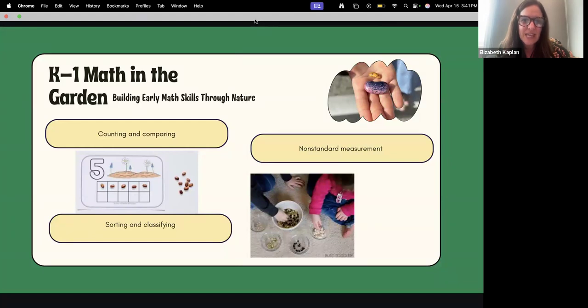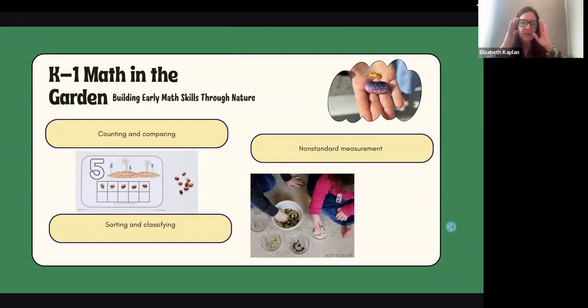So in grades K through 1, really the early math skills, counting and cardinality, one-to-one correspondence, our students are able to count. Sorting and classifying is a science standard and it's a math standard in kindergarten. And then there's math standards around non-standard measurement. So we have our students comparing using words bigger than, smaller than in kindergarten.